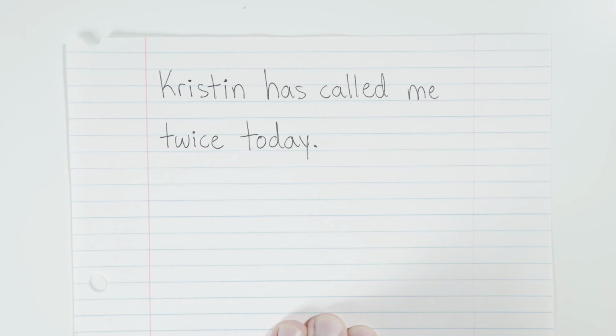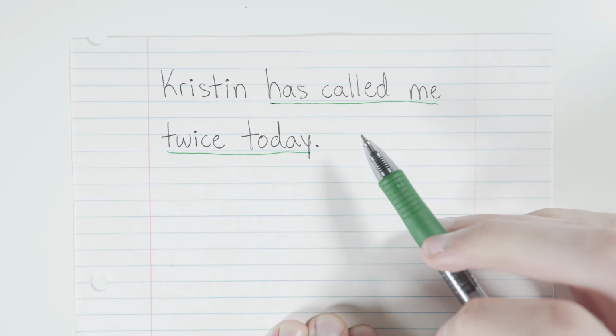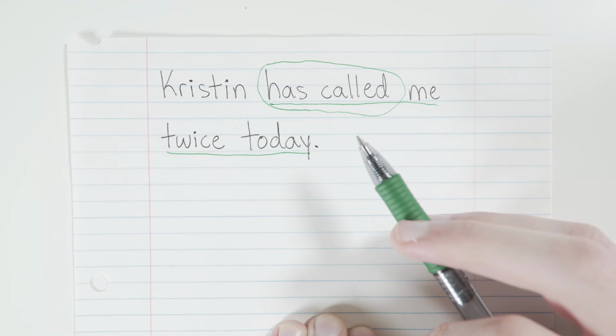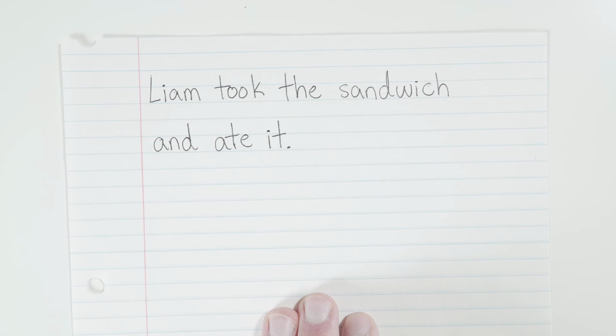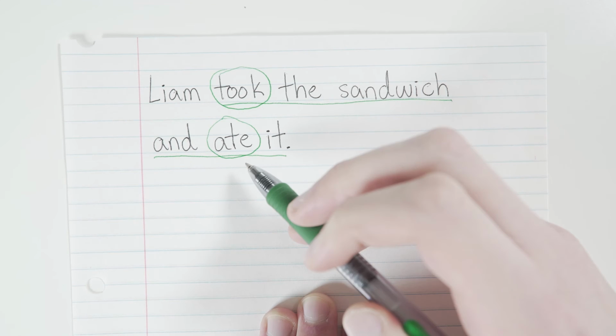How about this? Kristen has called me twice today. Complete subject is Kristen, making our complete predicate all of this stuff. And our simple predicate includes both a tense or time word and an action, making our simple predicate has called. Next one. Liam took the sandwich and ate it. Okay, complete subject here is Liam, leaving the rest of this as our complete predicate. And here we're looking at two simple predicates because Liam did two separate things. And those two things would be took and ate.